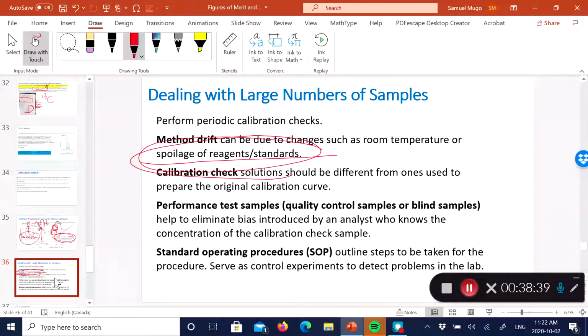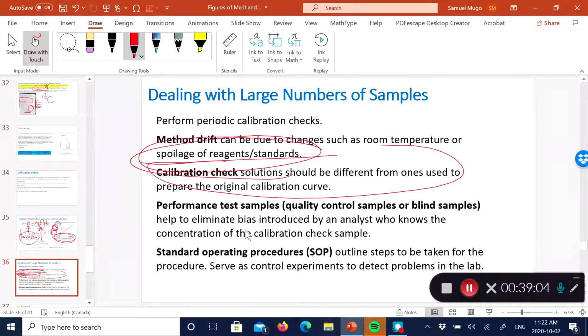Meaning, make sure you analyze a calibration check. So take a standard solution and analyze it at regular intervals. Analyze it maybe after every, say, 20 samples. You analyze something known and confirm it's giving you the results that you want. That's what a calibration check means.